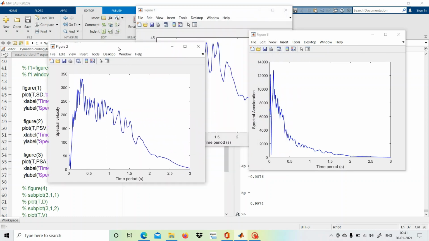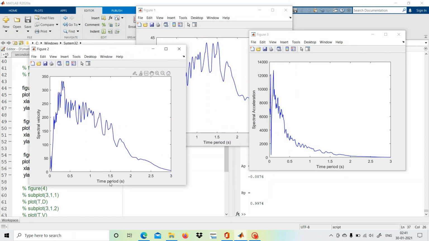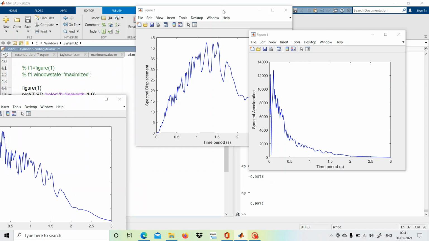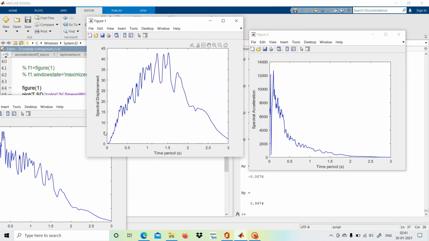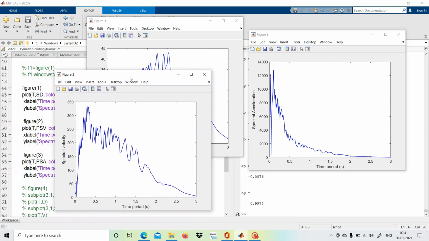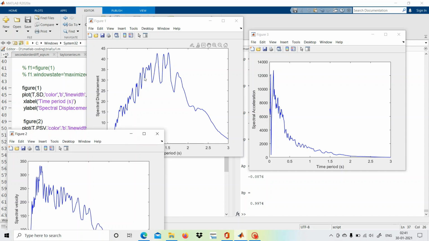This plot is with the time period, okay. And here it is the spectral velocity versus time period. It is also for a constant xi, that is 2% damping, and here it is the spectral displacement with respect to time period for a constant damping, that is xi equals 2%. So we have seen the MATLAB coding and the results for the acceleration, the velocity, and the spectral displacement.